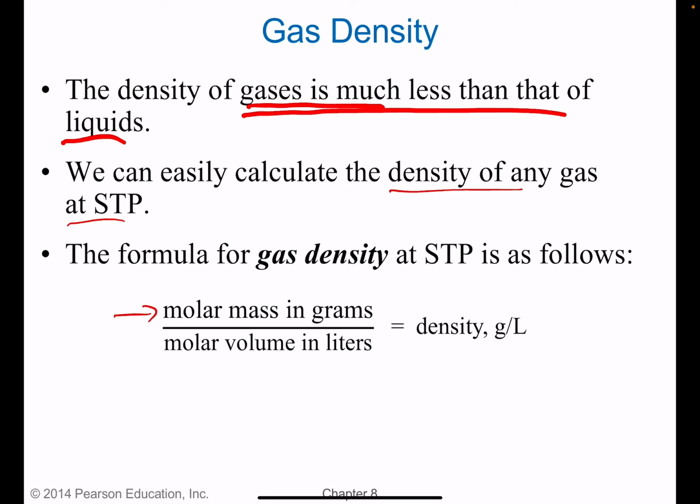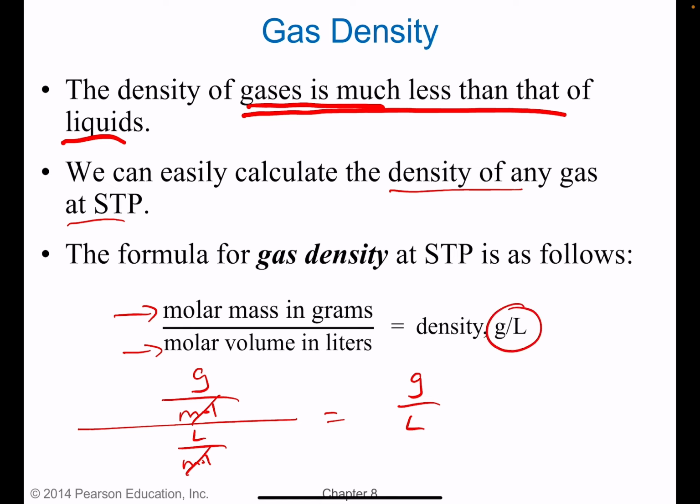Now we can calculate the density of any gas at standard temperature and pressure using what we've learned. So the molar mass of the gas over the molar volume. Molar mass, remember, is grams per mole, and molar volume is liters per mole. Just looking at the units, moles would cancel, and that gives us units of grams per liter. Now recall that density in general is a mass over a volume. For other substances like water, we might normally provide the density in units of grams per milliliter. It's still a mass over a volume.